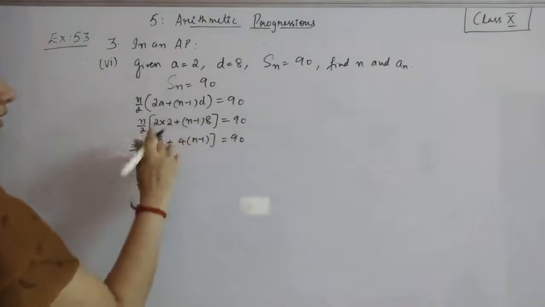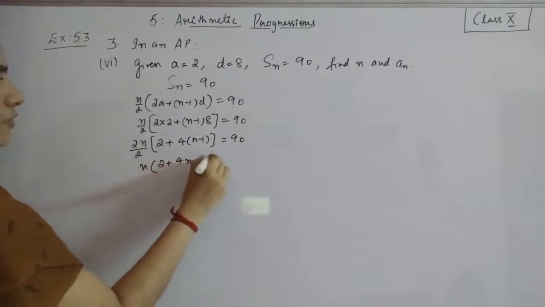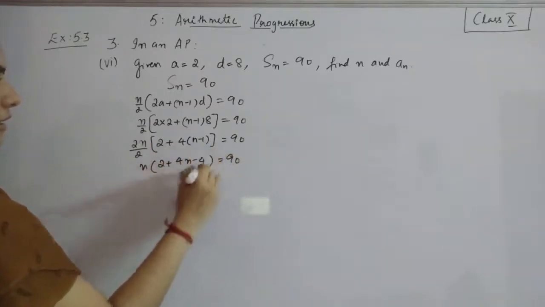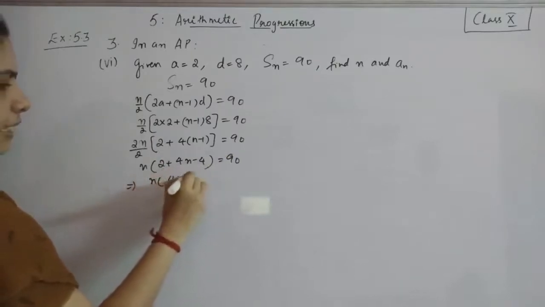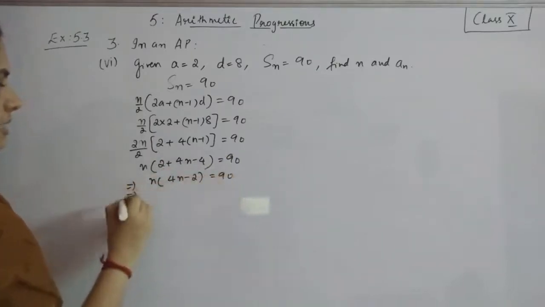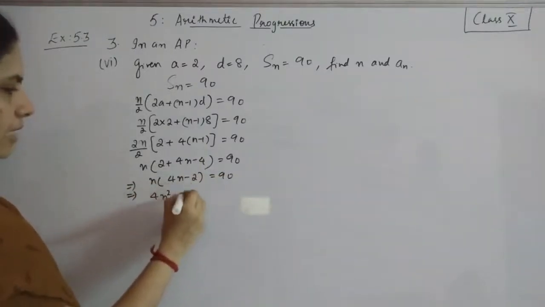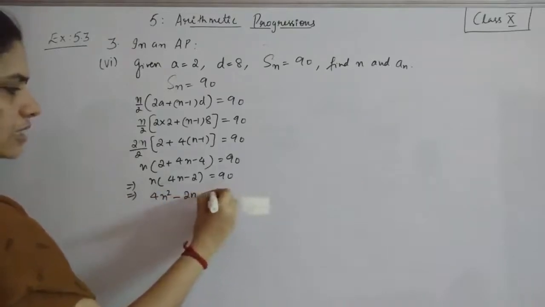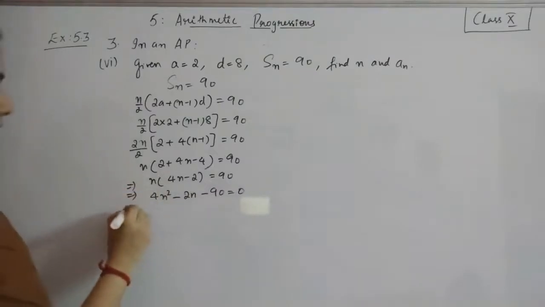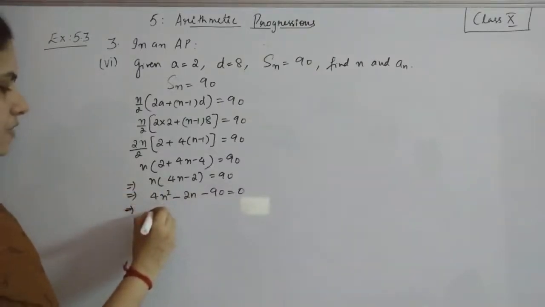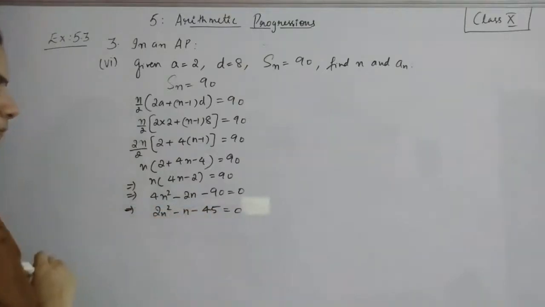Equal to 90. So you are getting n into 2 plus 4n minus 4 is equal to 90, or this will become n into 4n minus 2 is equal to 90. That means you will get a quadratic equation in n. Here it is 4n square minus 2n, and this can be taken to this side so that it is minus 90 equal to 0. Now you have again something in common that can be cancelled, which will give you 2n square minus n minus 45 equal to 0.